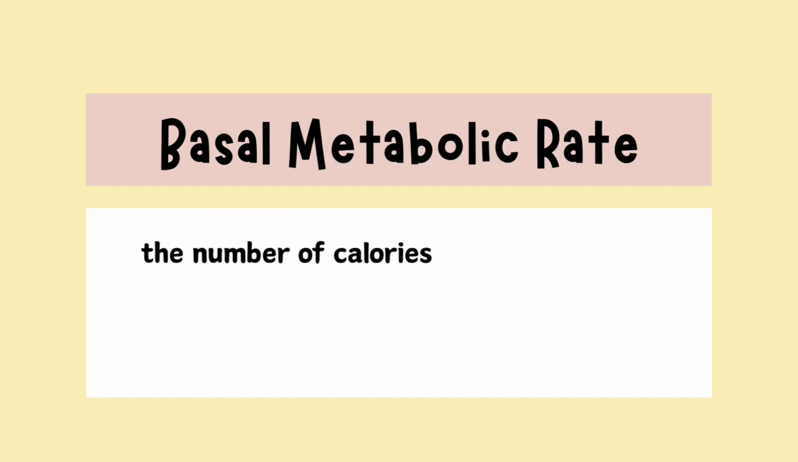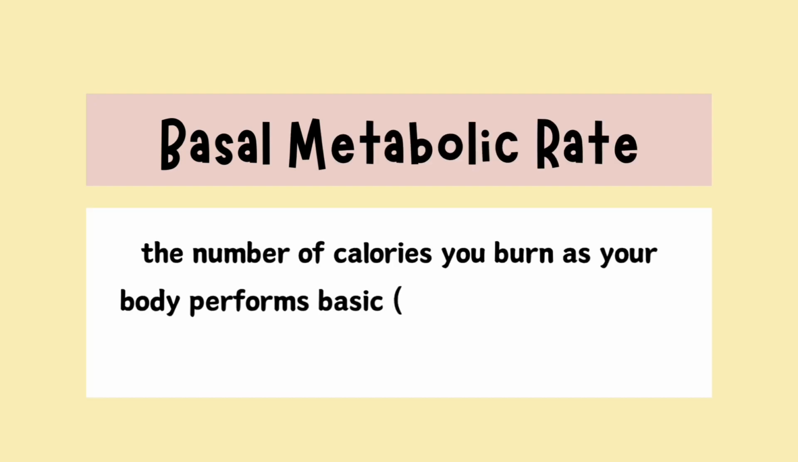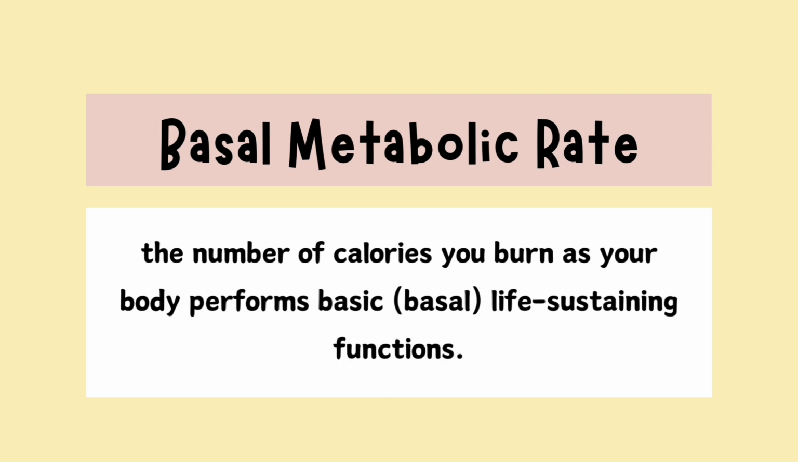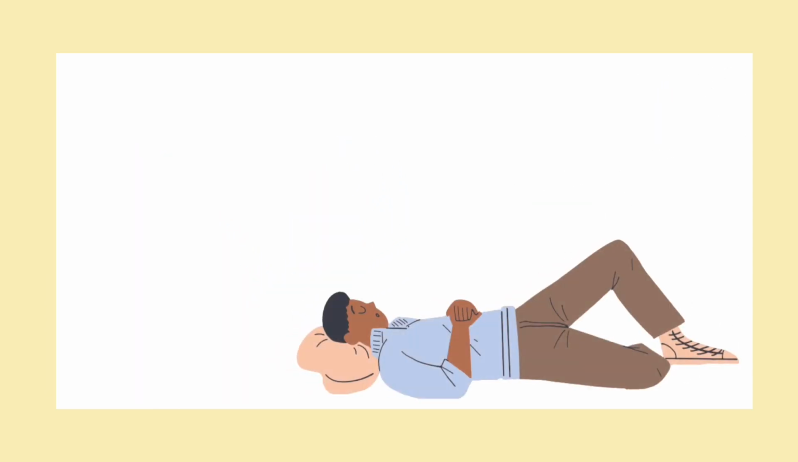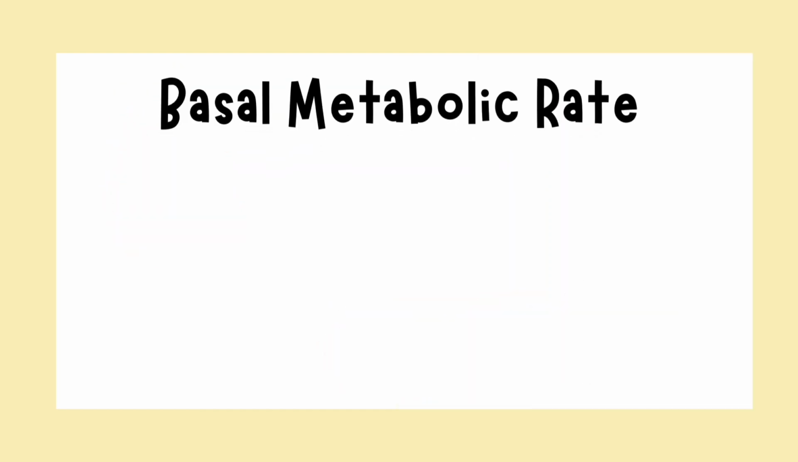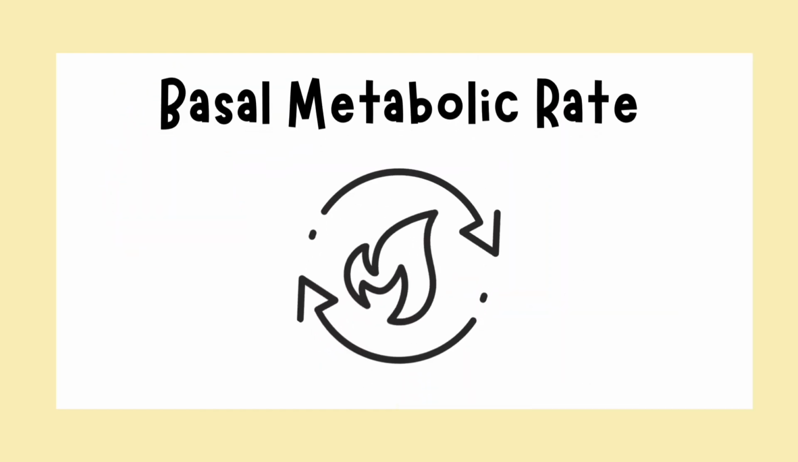We can look at this through our basal metabolic rate, which is defined as the number of calories you burn as your body performs basal life-sustaining functions. One of the reasons muscle cells burn more calories is because they require energy to contract and relax. This means that even when you're not moving, muscle cells are burning calories. Basal metabolic rate accounts for about 60% of our body's energy expenditure.